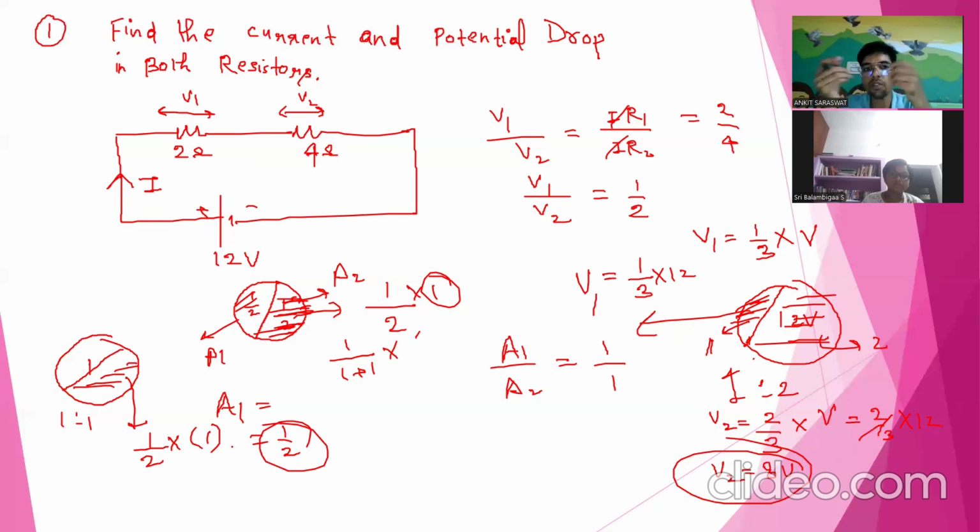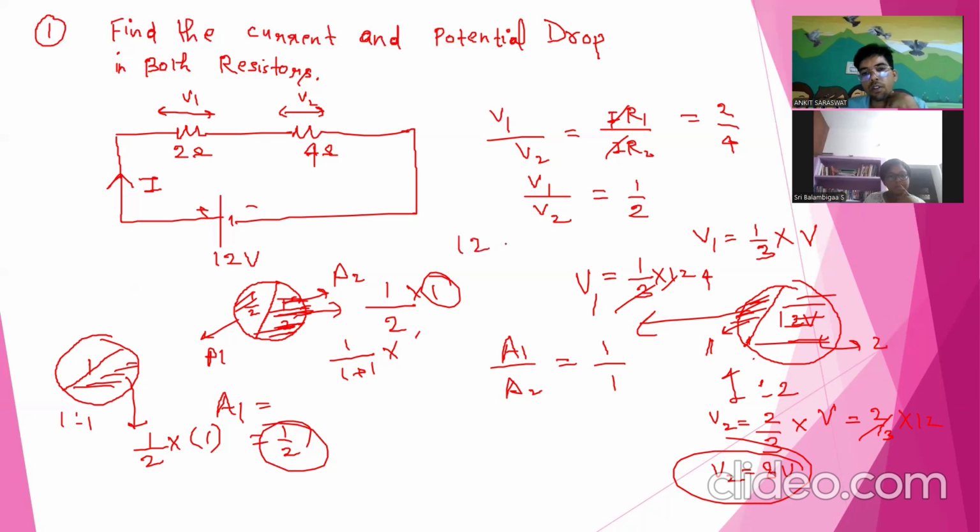In what ratio is it going to distribute? 1:2. Then how much is V1? 1/3 of total. Clear? Any doubt? Then V1 is how much? 3 4s are 12, so 4 volt. Then V2 will obviously be 8 volt, which is 12 minus 4.